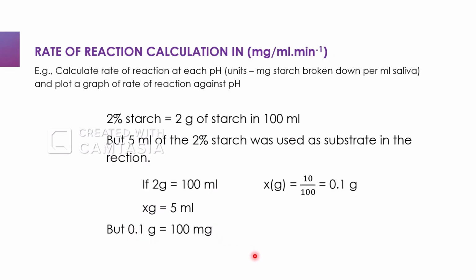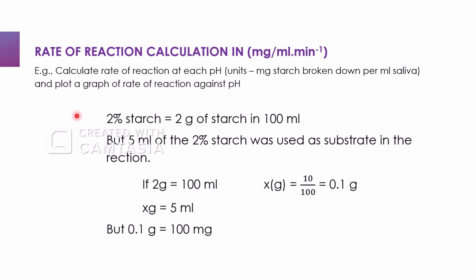So let us now try to calculate the rate of reaction in milligrams per mole per minute. Example, calculate the rate of reaction at each pH, and the unit that we are going to use, milligrams of starch broken down per ml of saliva, and plot a graph of rate of reaction against pH.